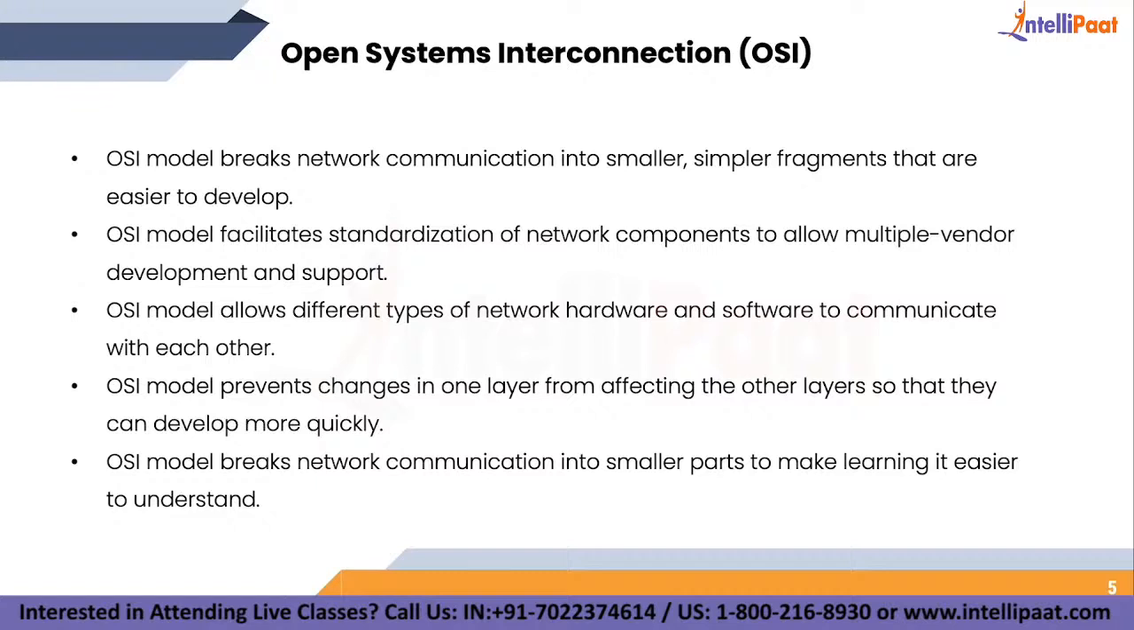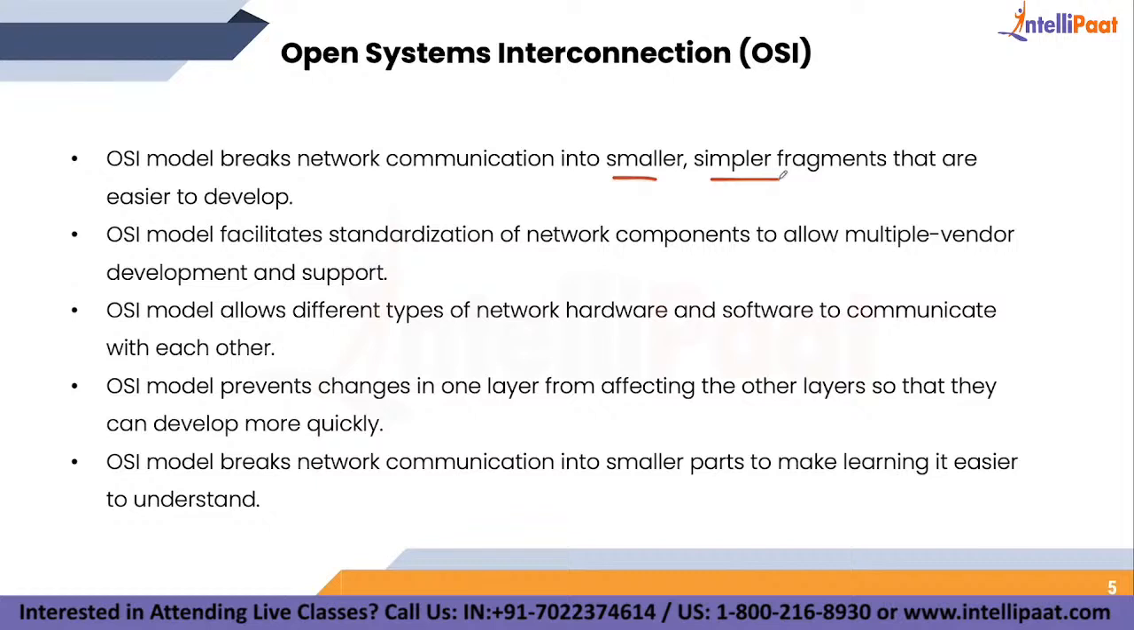For this purpose, we have defined a common framework called Open Systems Interconnection, under which there are 7 layers. Using these 7 layers, we communicate and talk to each other. So this is how it is defined. Broadly, the OSI model breaks the network into smaller and simpler fragments. That's why the OSI model has been used, got popularized across, and started taking implementation.